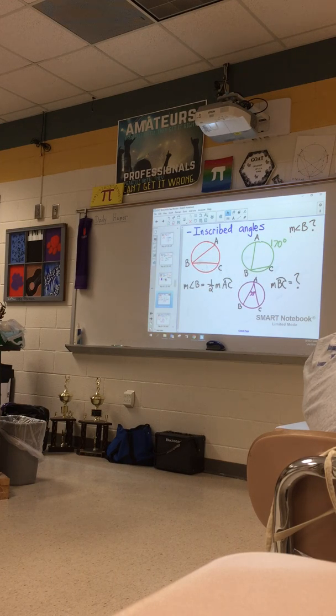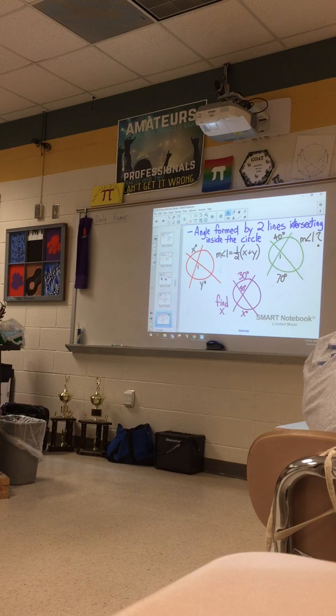All right, inscribed angle, if the vertex is sitting on the circle, then this arc is half of the angle. So if this arc is 170 degrees, half of that would be 85. Okay, so if this inscribed angle is 30, then this arc, you would double it. This would be 60.